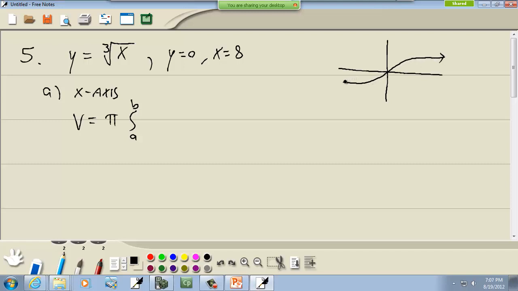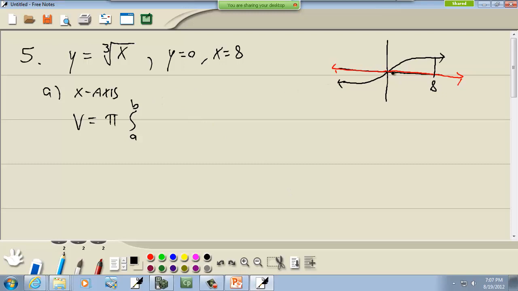That looks like that right there, more or less. And we said y is equal to 0. Y is equal to 0 is this line. And x is equal to 8. So there's x equals 8. Okay, revolving around the x-axis.